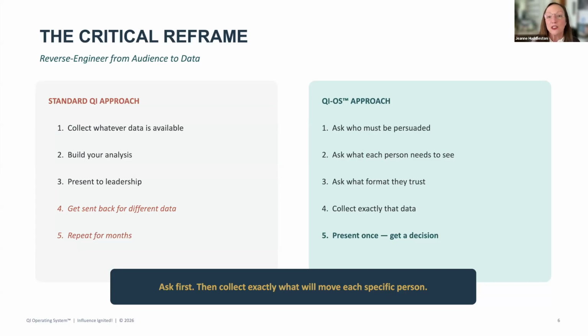So the first thing that we do in the operating system is actually figure out who must be persuaded and then go to them, oftentimes individually, so you can get the most open conversation. What is it that they need to see? And in what format will they trust what they're seeing? It may be a verbal presentation. It may be a one-to-one meeting. It could be a newsletter. It could be a PowerPoint. It could be a presentation in front of a committee. It might need to be live, in person and not over a Zoom or a Teams meeting. And then we have to collect exactly what they want.